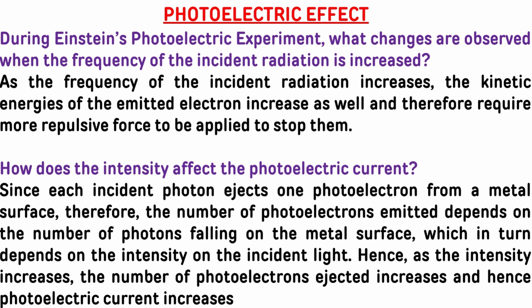How does the intensity affect the photoelectric current? Since each incident photon ejects one photoelectron from a metal surface, the number of photoelectrons emitted depends upon the number of photons falling on the metal surface, which depends on the intensity of the incident light. Hence, as the intensity increases, the number of photoelectrons ejected increases, and hence the photoelectric current increases.